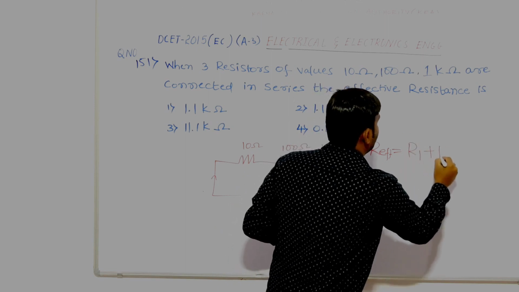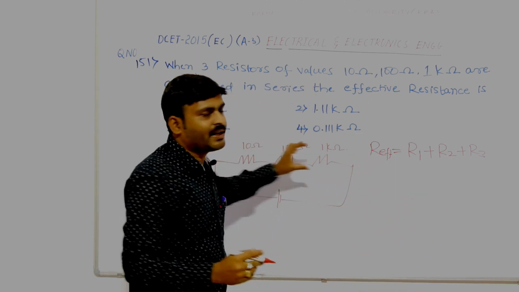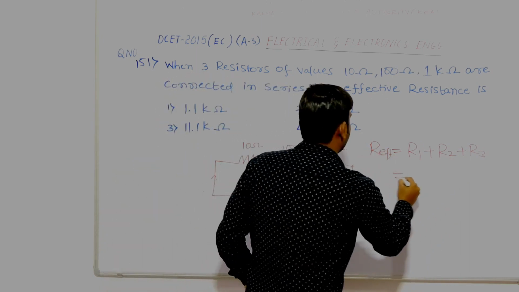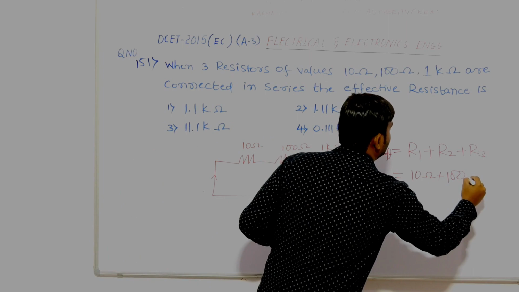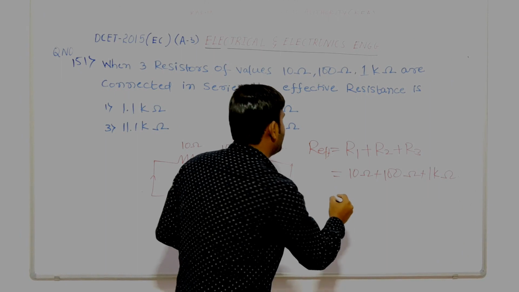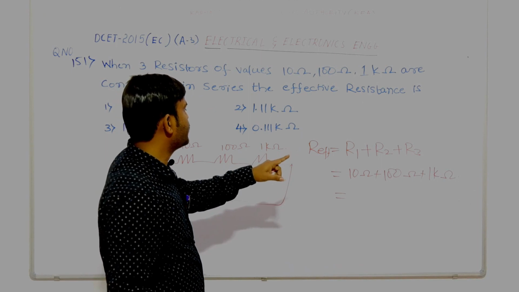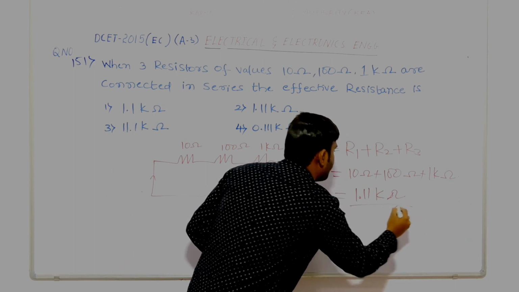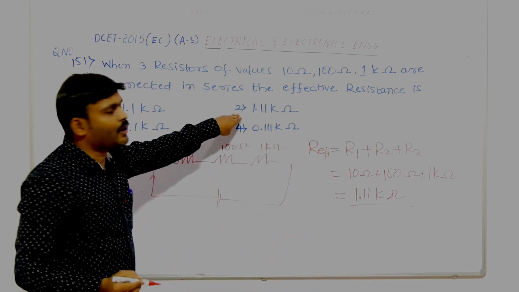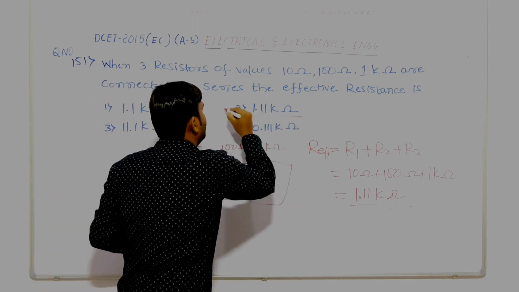R1 plus R2 plus R3. Why I have written R3 means three resistors are given. What are the values? 10 ohm plus 100 ohm plus 1 kilo ohm. If you solve this, what we got? 1k plus 100 plus 10, 1.11k. So which option is right over here? Second option is right, 1.11 kilo ohm. So this is the right answer.